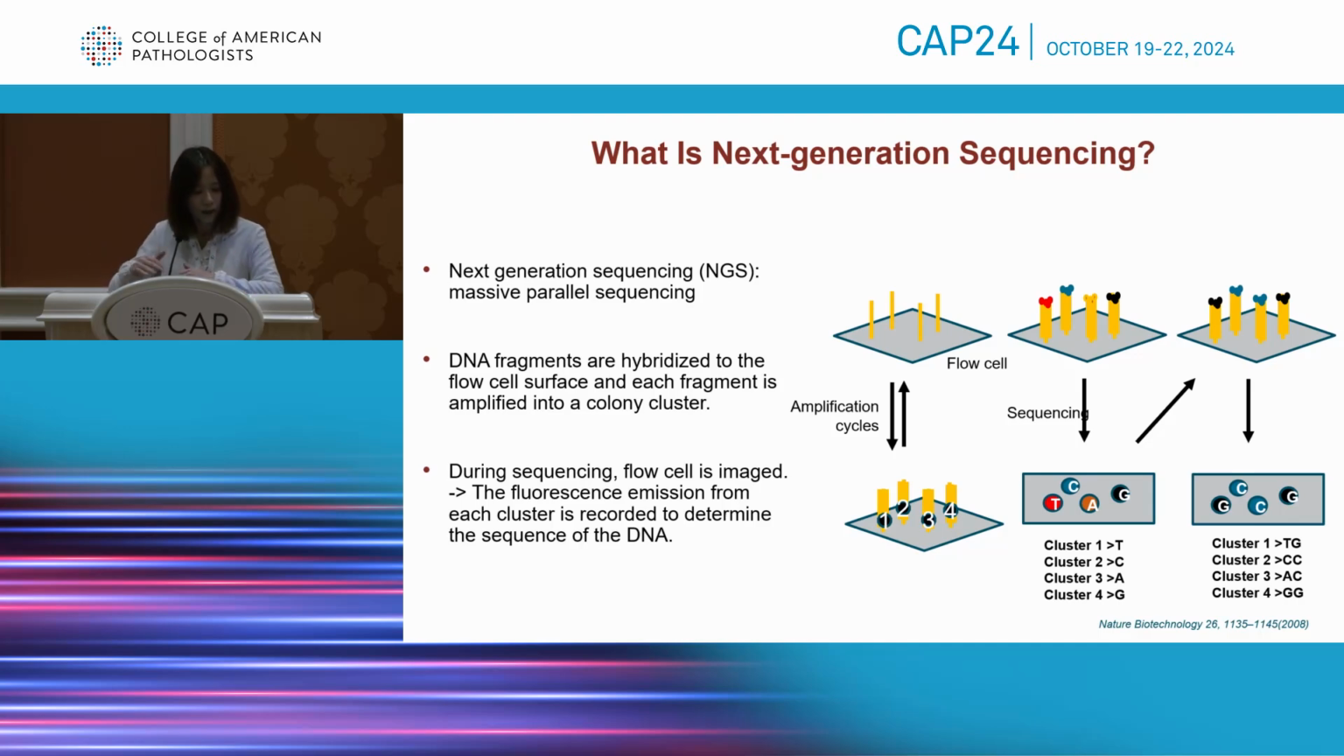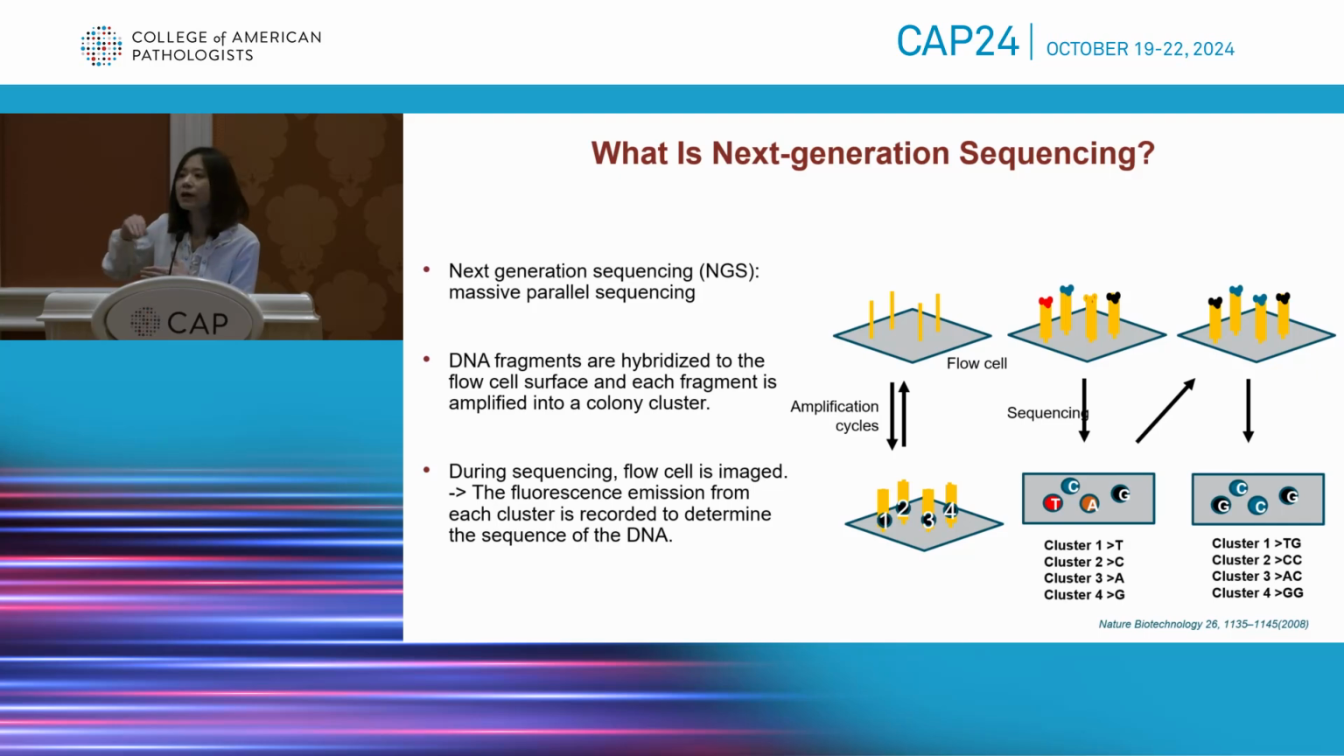So imagine the DNA fragments are hybridized to the flow cell surface, and each fragment is amplified into colony clusters, as you can see on the left. So going through cycles, you're going to have this cluster growing bigger and bigger. So it's like a carpet. You are seeing all these clusters growing out of it. So it is very similar to Sanger sequencing, like what we learned.